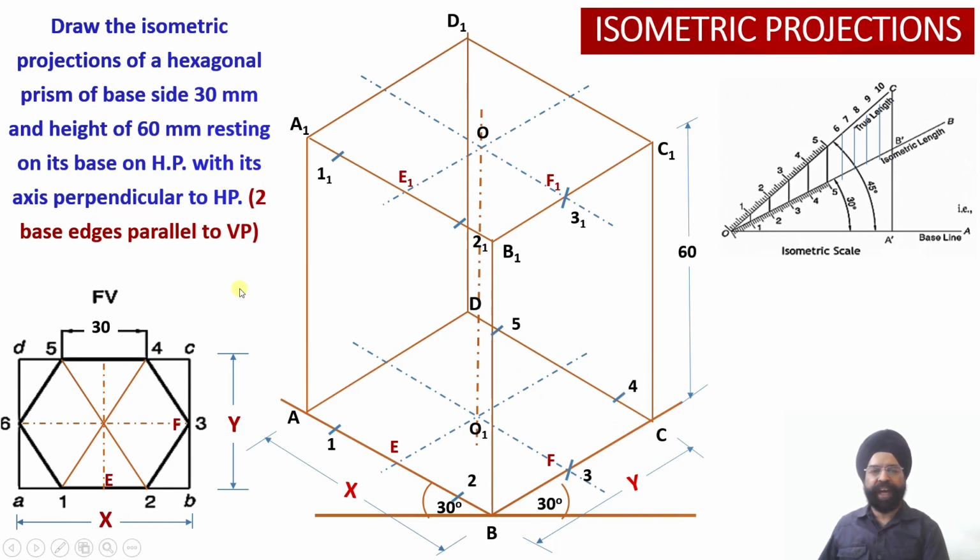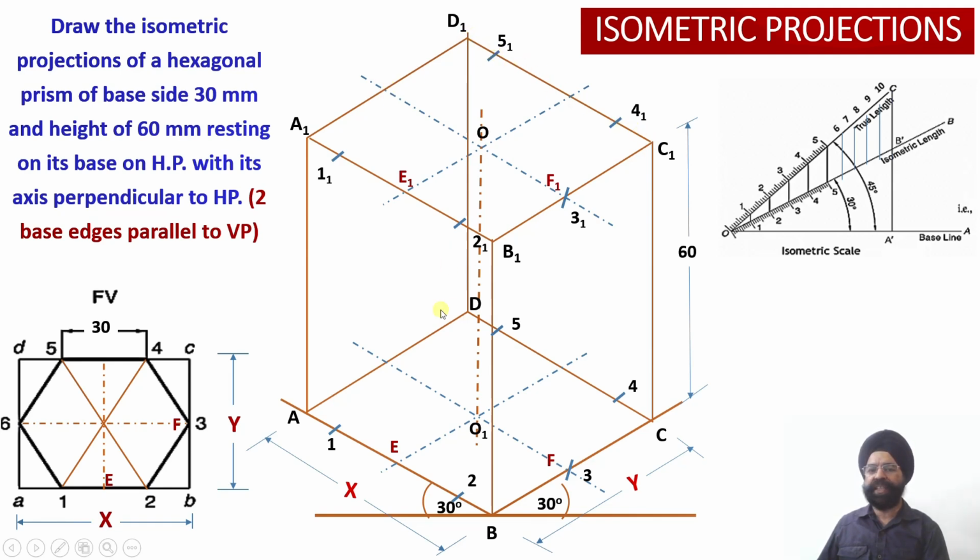So for points 4 and 5, once again the distances will be the same. So distance of 4 to C, 5 to D, A to 1 and 2 to B, they are all the same. So we are going to mark these points C to 4 and D to 5 along this edge CD. These 2 points have been obtained. Similarly, along this edge C1D1, we are going to obtain C1 to 4-1 distance and D1 to 5-1 distance along this edge C1D1.